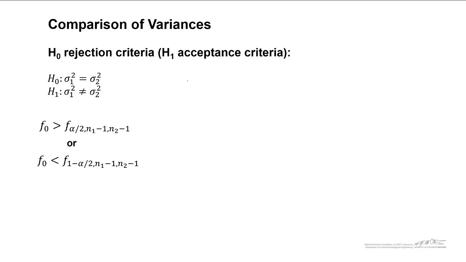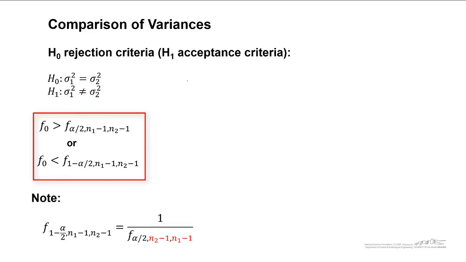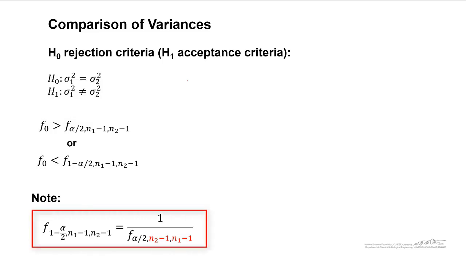We can calculate for a two-tailed test. In order to accept the alternate, the test statistic has to be greater than F alpha over 2 or less than F of 1 minus alpha over 2. And again, note that we can always compute F of 1 minus alpha over 2 by the reciprocal relationship where we're switching the order of the degrees of freedom.